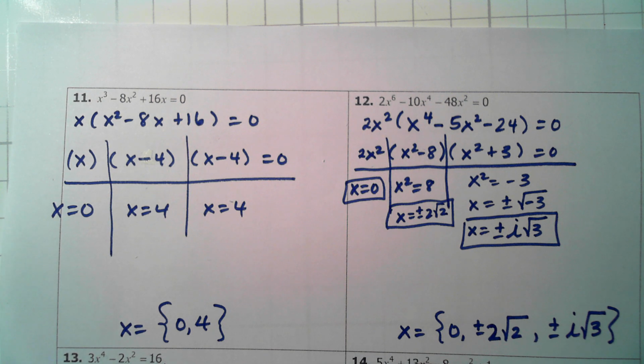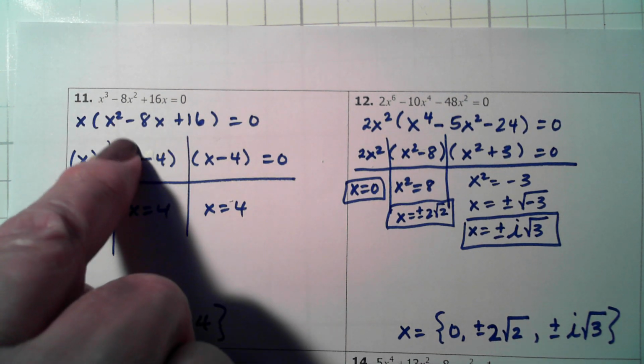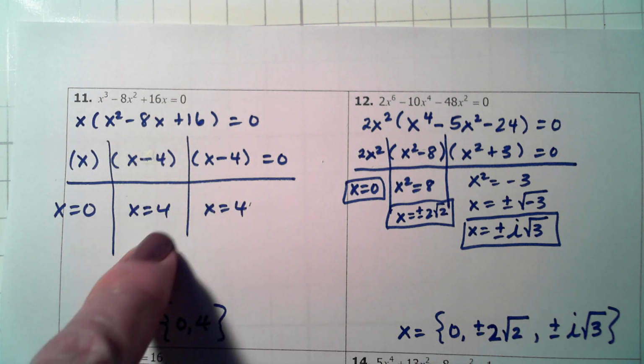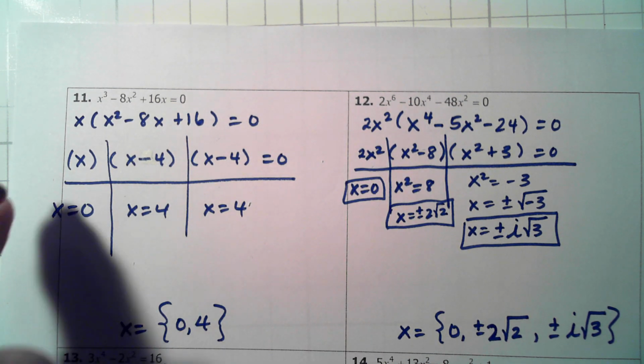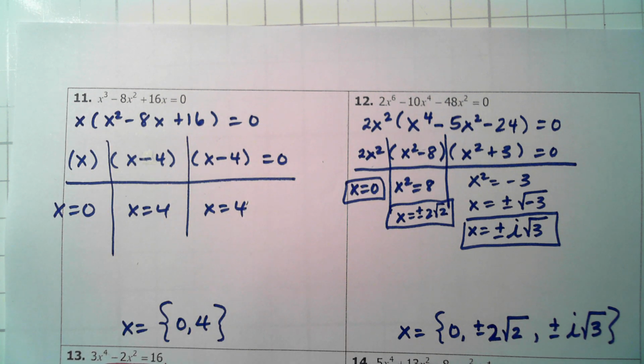Okay, for the first 2 on this last sheet, we factored out the x, and then we have a quadratic. Factoring that out, we have our solutions. Now there are 3 solutions, but one of them is a multiplicity of 2.